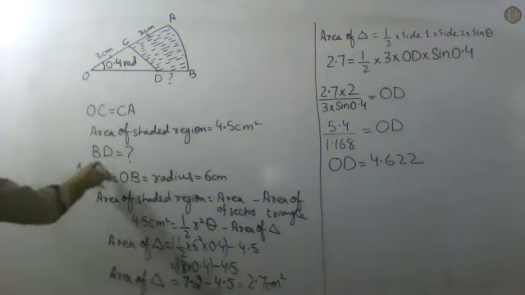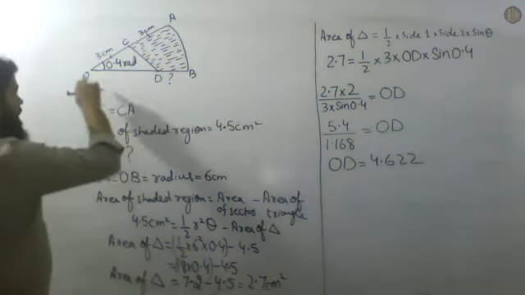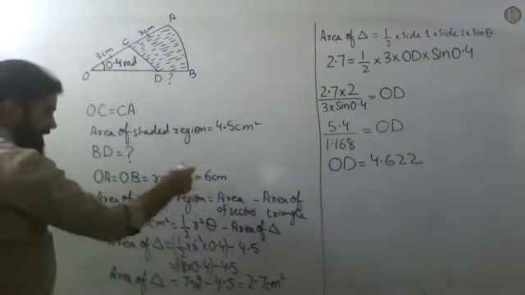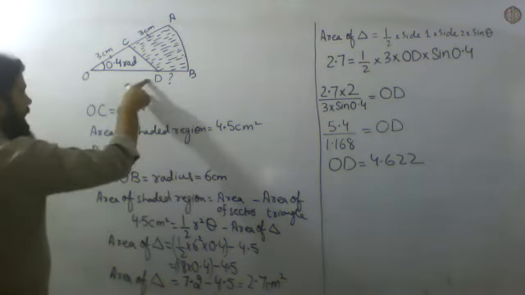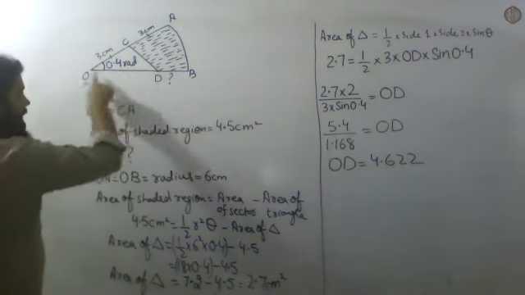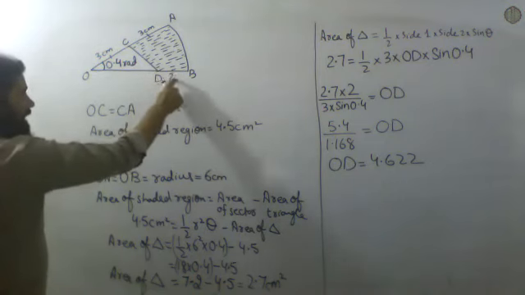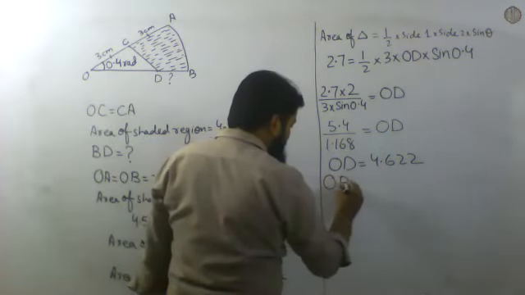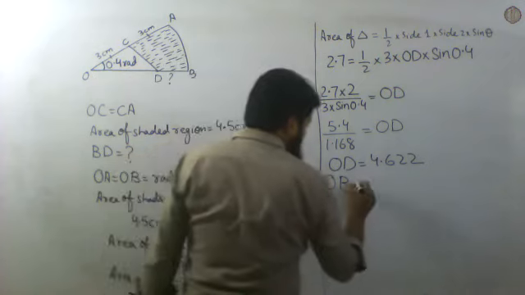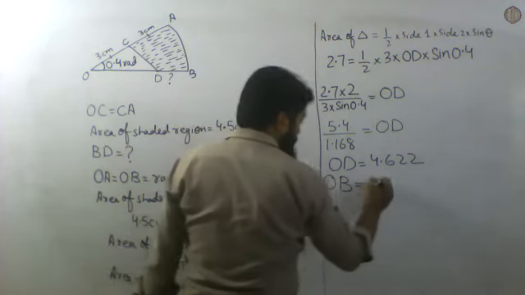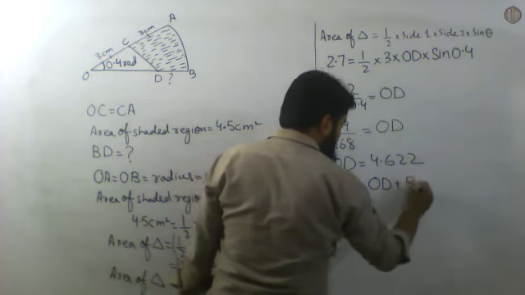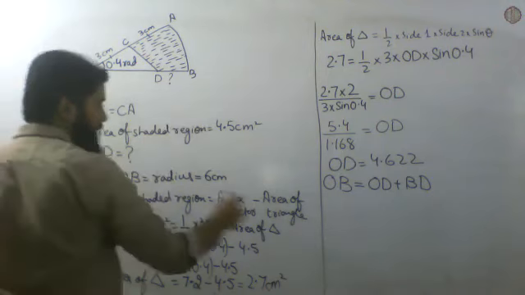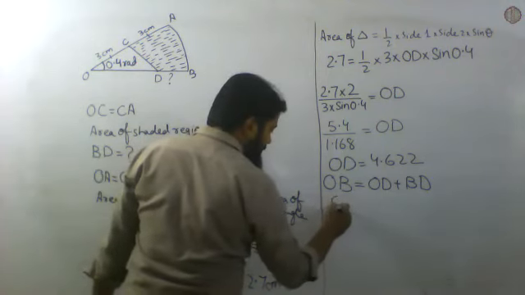They have asked for the value of BD. They have asked for this thing. Now we know that OB, what is OB? OB is equal to OA, that is radius, which is 6 centimeter. I have got the value of OD. I have got the value of OB. If I do the subtraction, I will have the value of BD. So, how will I write it? OB, which is this whole thing, which is radius, is equal to OD plus BD. OD plus BD. Okay?